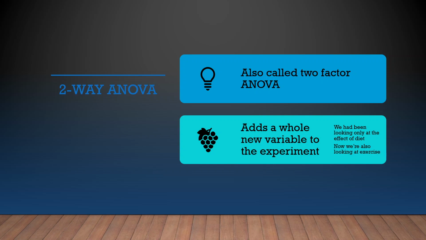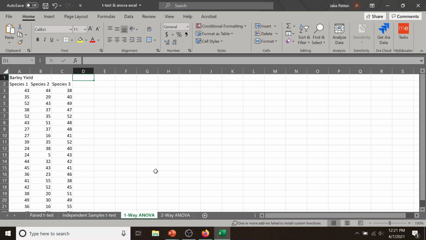Let's keep going. So we're going to talk about two-way ANOVA really quickly. You know what? Let's not. We're going to talk about it after we look at the one-way ANOVA.